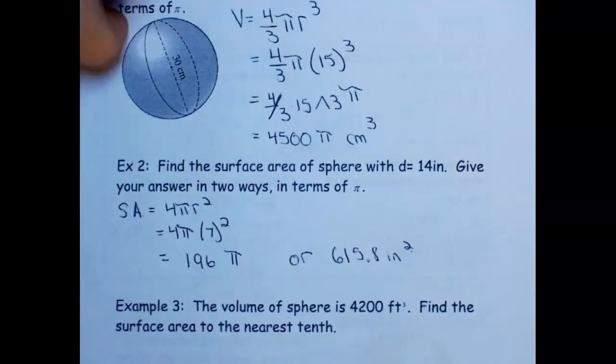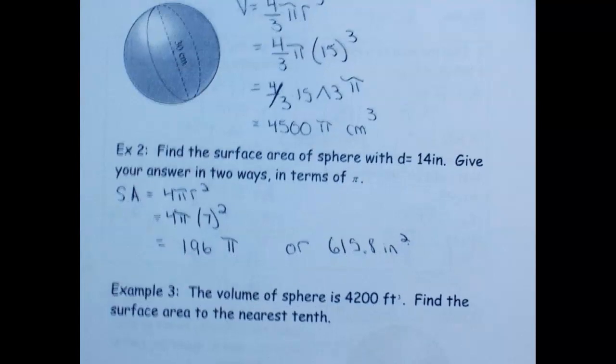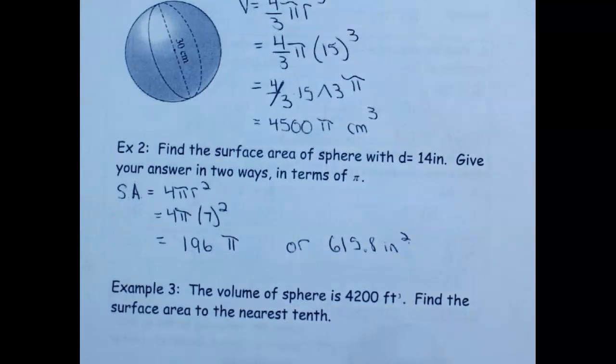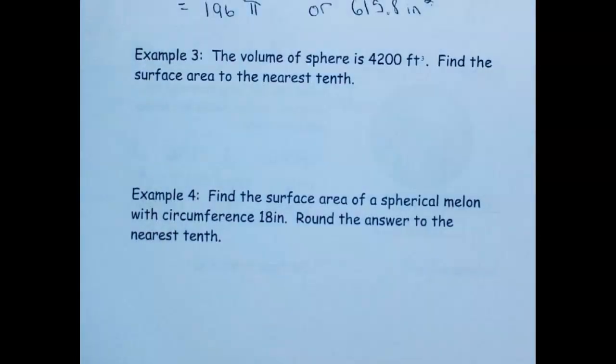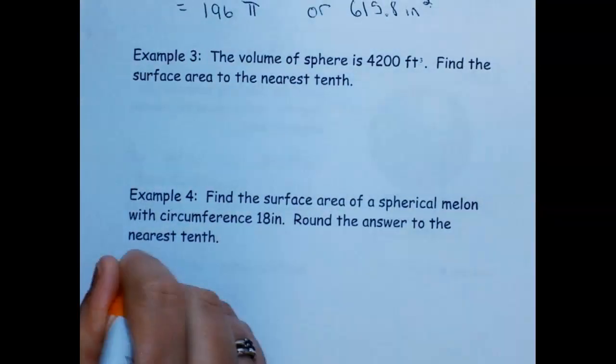Okay, now 3 and 4 are not as straightforward. 1 and 2 are pretty easy. You just plug it in, make sure you're paying attention to whether it's to the pi or to the nearest tenth. And I think actually let's go down and do number 4 because I think it's a little bit easier to start with. They want us to find the surface area.